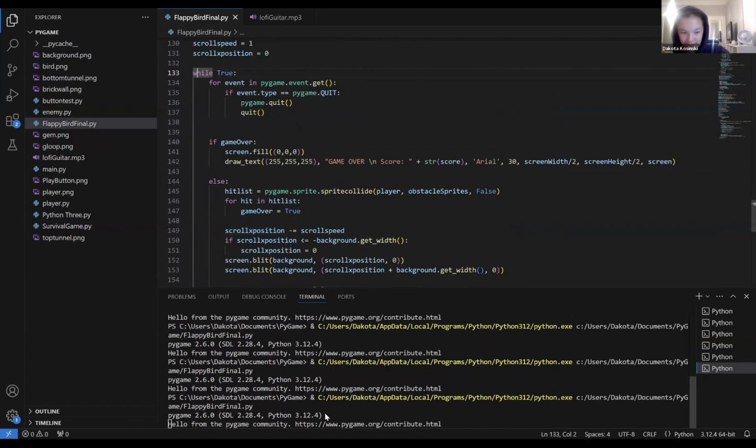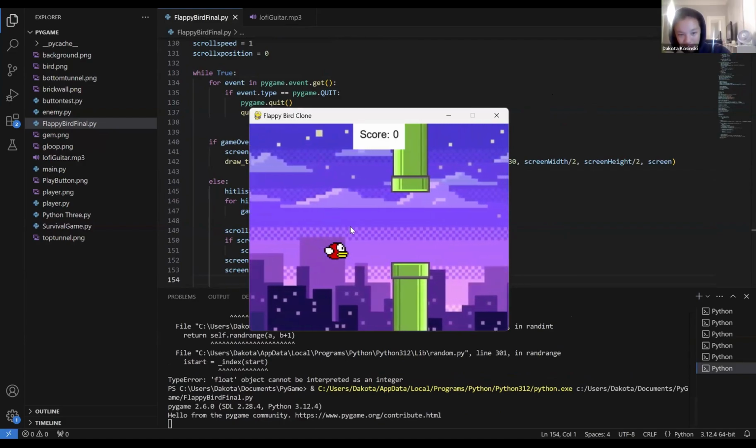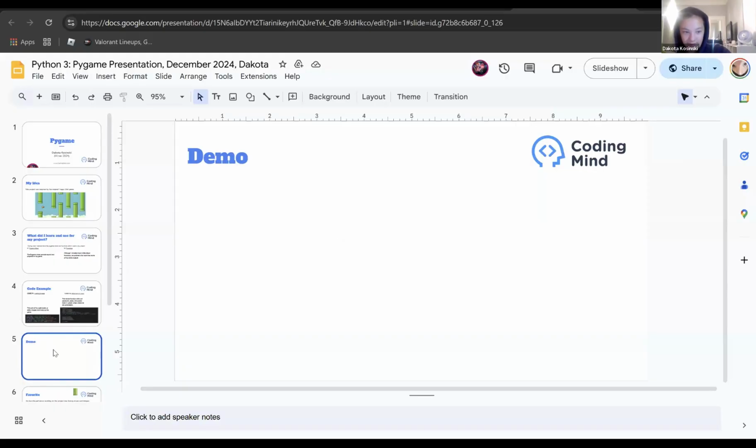But here's the game. You cannot hear the music, but there's music. Trust us. And you click and then it will move, obviously. So it is that.